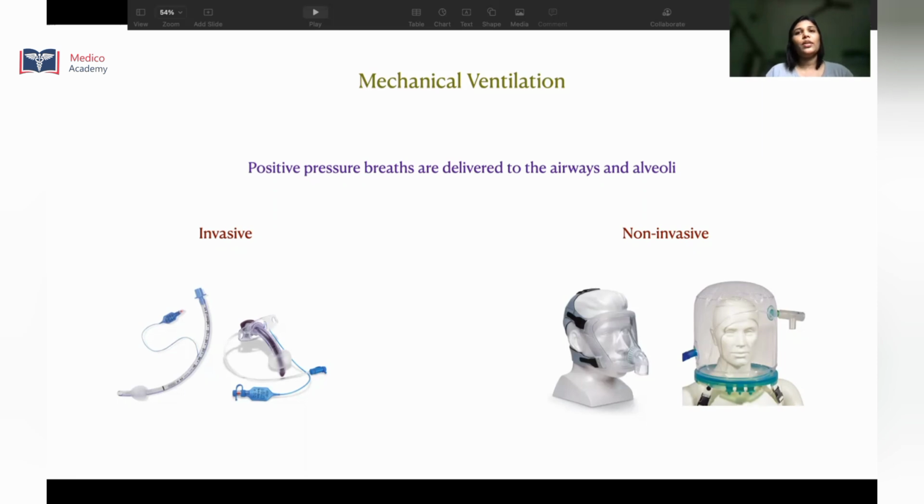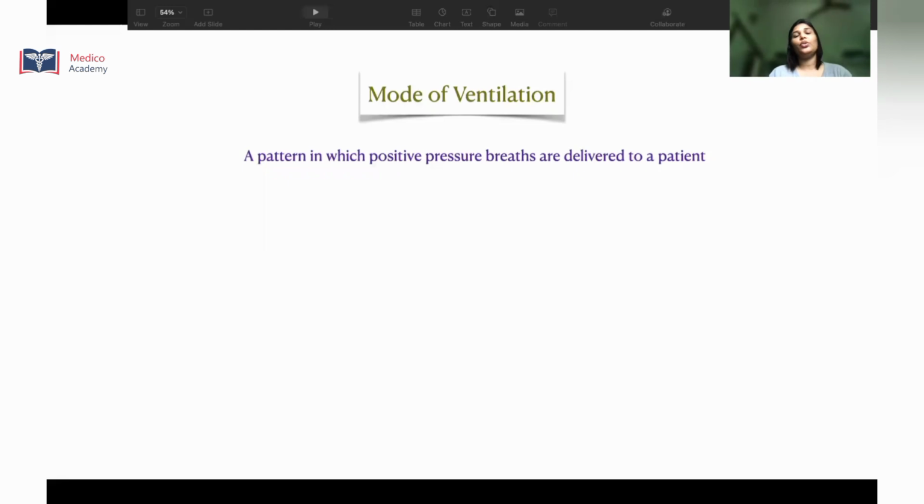So when you switch on the ventilator to deliver mechanical ventilation, either by invasive or non-invasive methods, what you usually see is a list of modes pop up on the screen. So you need to know what exactly is a mode, what are the different kinds of modes, and what are the modes to be used in specific situations. So what do you mean by a mode of ventilation?